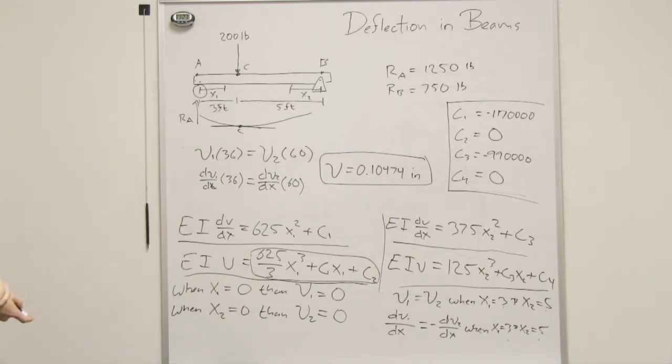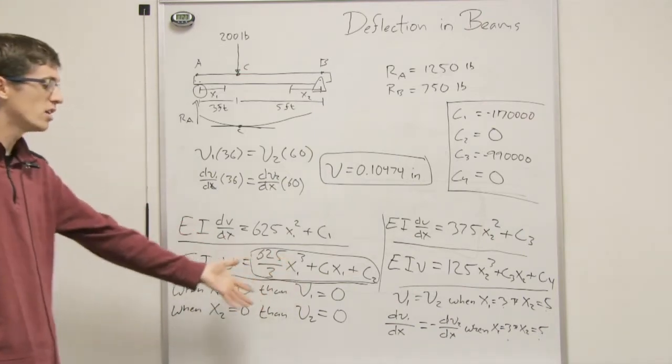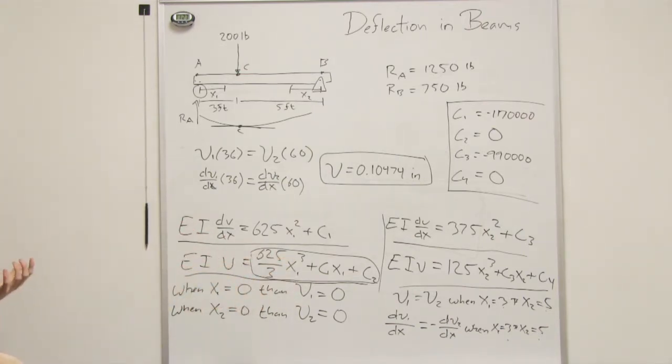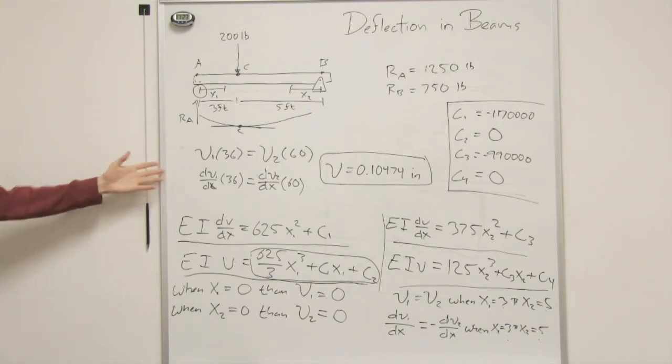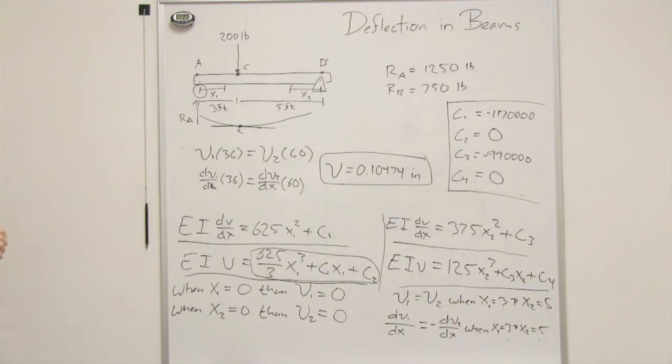Where is the deflection of two different equations equal to each other? Where is the slope equal to each other? Just ask yourself where those points are so you can use that knowledge to solve out how this beam is going to react. And yeah, that's how you deal with a deflection in beams mathematically.